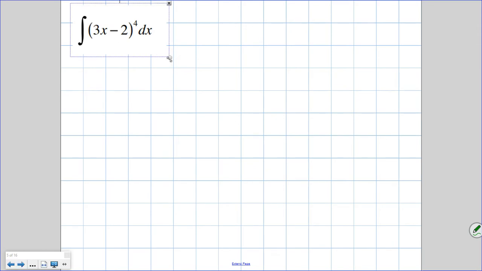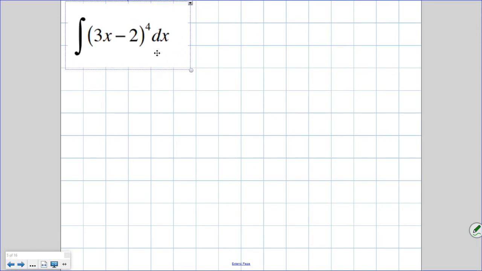All right, so here we go. We've got the integral of (3x minus 2) to the 4th. Now I probably do not want to multiply out 3x minus 2 four times. So instead I'm going to use u-substitution. I notice that there are parentheses here, so I'm going to come over to the side and let u equal 3x minus 2.